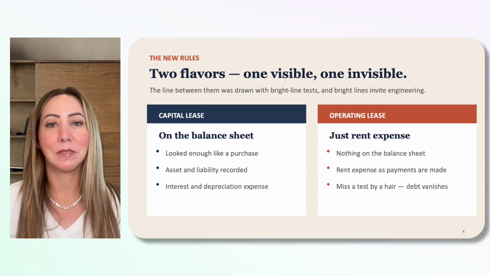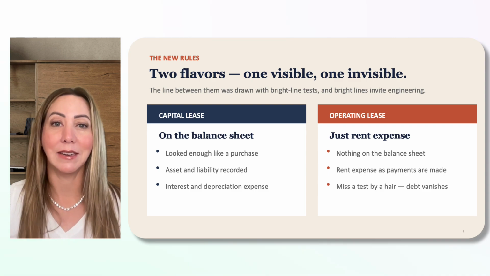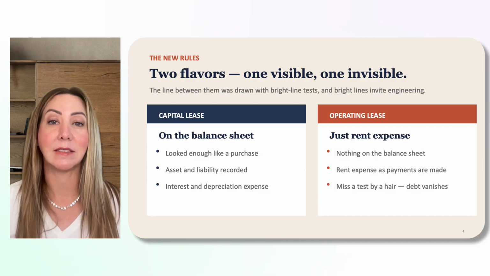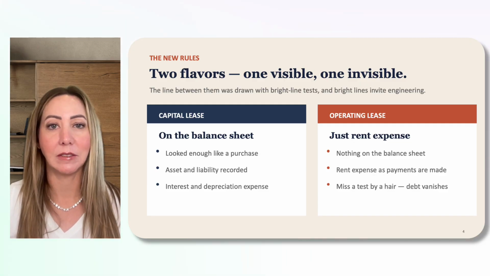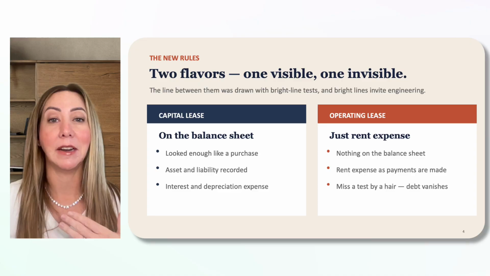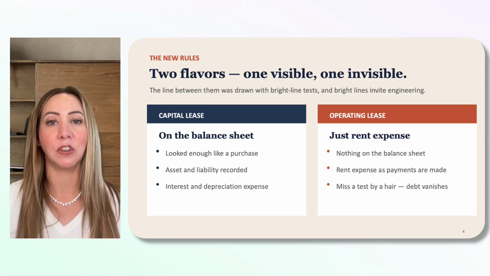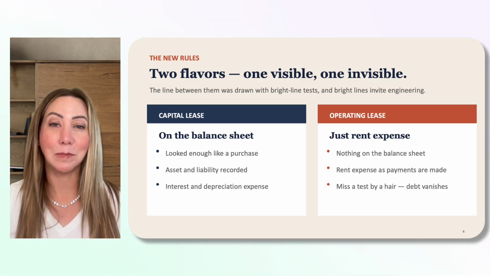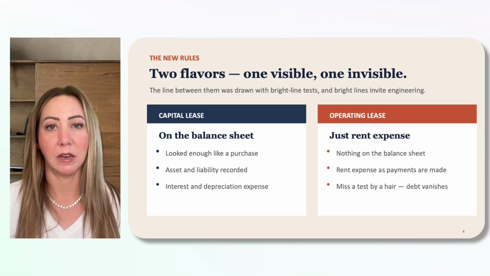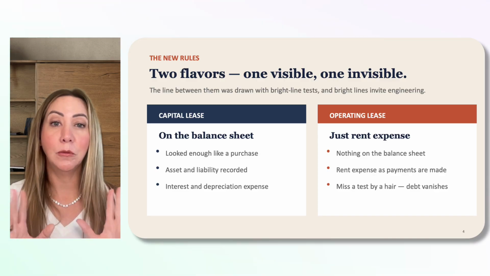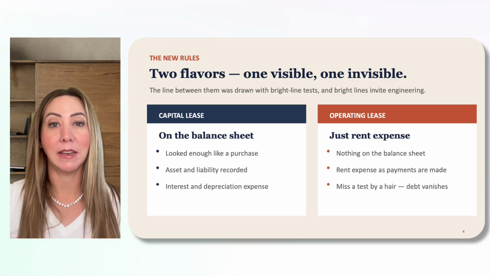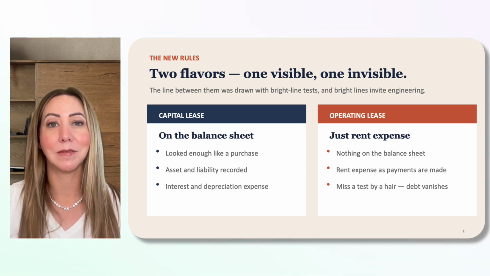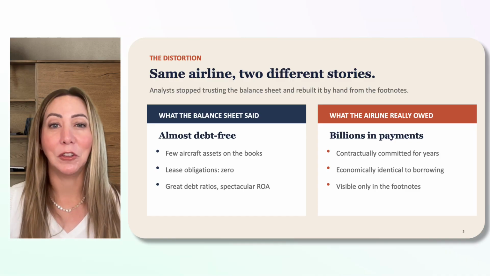Unfortunately, there was still a problem. The line between the two was drawn with bright line tests. For example, the rules said that any lease that was greater than 75% of the asset's useful life should be considered a capital lease. I'm sure you're not surprised at all to hear that anything with a bright line rule like that invites some engineering, creative accounting, if you will. Companies would structure a lease to fail the capital lease test by just a hair, a lease term of 74% of the asset's life instead of 75. And poof, billions of dollars of payment obligations vanished from the balance sheet. Same airplane, same payments, completely different financial statements. Think about what this meant to the people trying to use those financial statements.